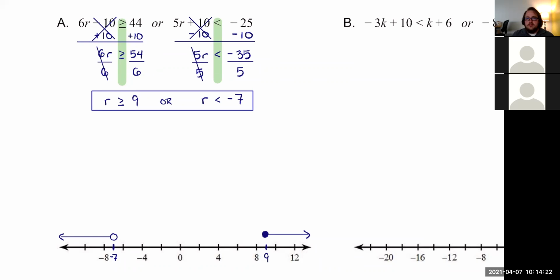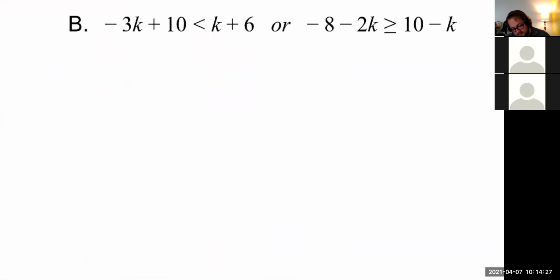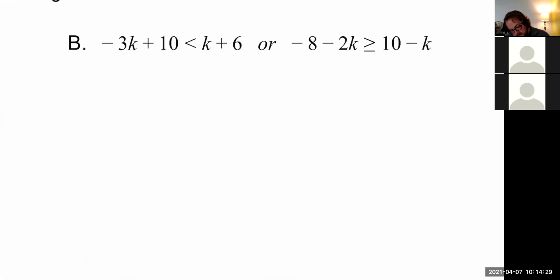All right, one more, and then I will stop talking your ear off. Again, another or inequality. I see the word or in there. I'm happy about it. So I know that I don't have to do any fancy tricks or share anything or anything like that. So I'm going to set up my guidelines here.